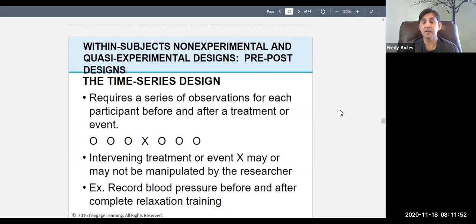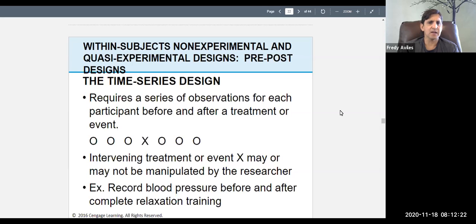Time series because this is extended in time. You have several observations on different days or maybe different weeks, because you have multiple observations. The intervening treatment or event X, that's when you do something or something happens. It may or may not be manipulated by the researcher. Remember, X stands for the intervention.